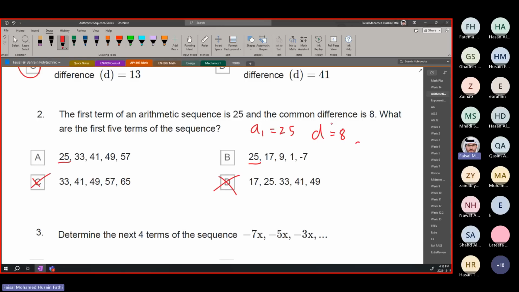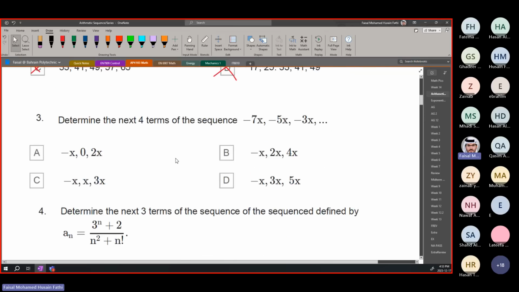Common difference is 8. So 25 plus 8, which is going to be 33, the second term. Second term here is 17, which is wrong. So B is wrong. A is the answer.